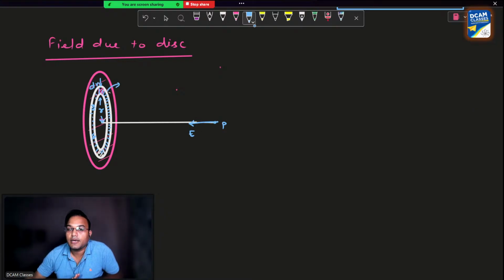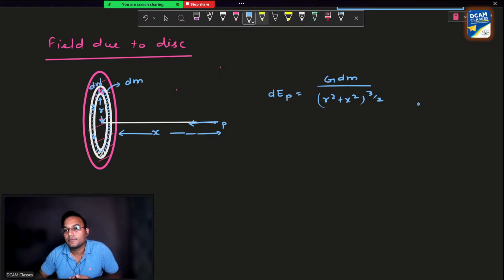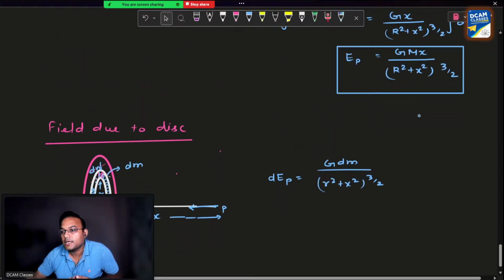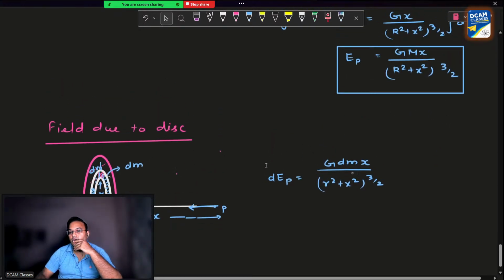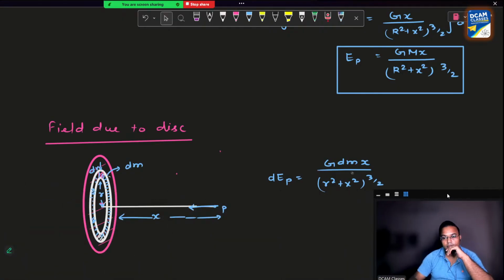If I have assumed this mass is dm, the field at P will be what? dE, towards the center, it will be G dm by (r square plus x square) whole power 3 by 2. It will be difficult for you to understand, but just write this formula. I have derived this formula. Achha, I have done one mistake. G dm x by (r square plus x square) whole power 3 by 2. Okay now? Yes, sir.